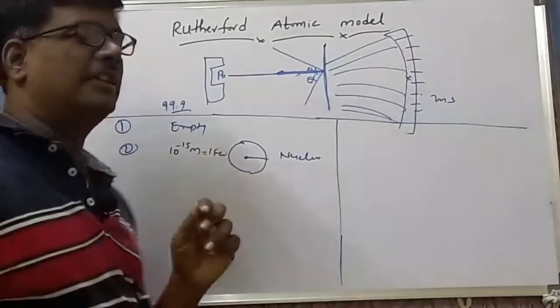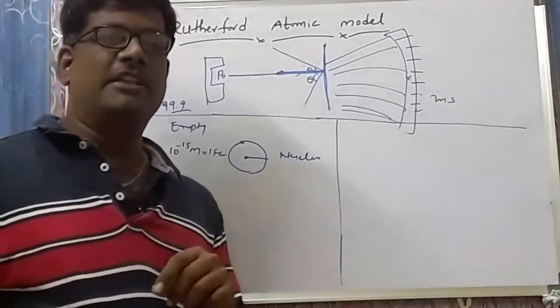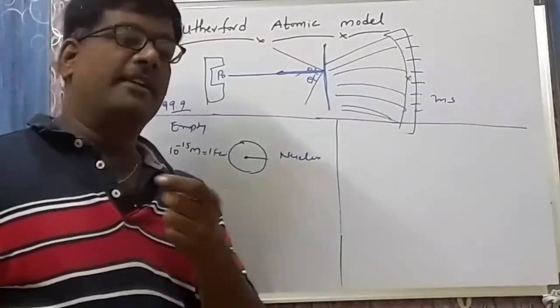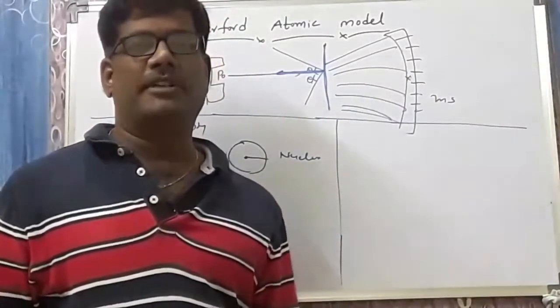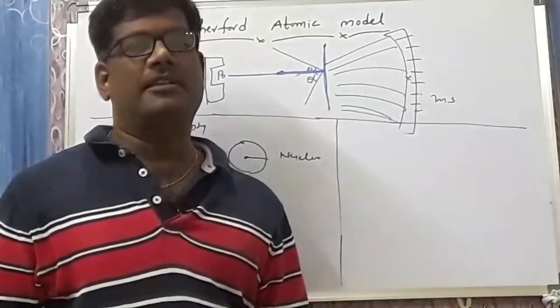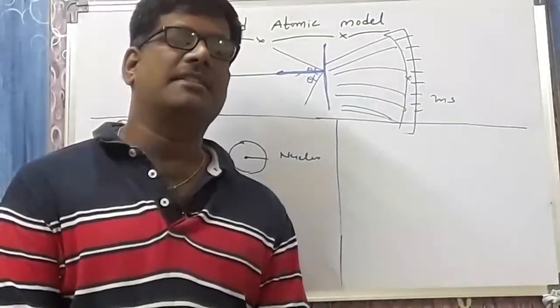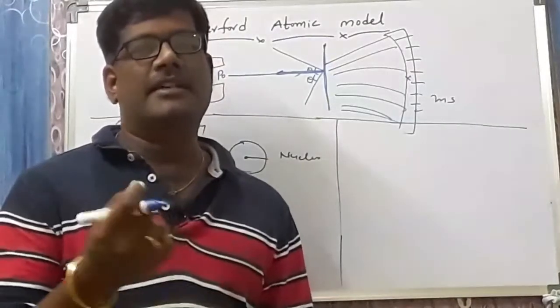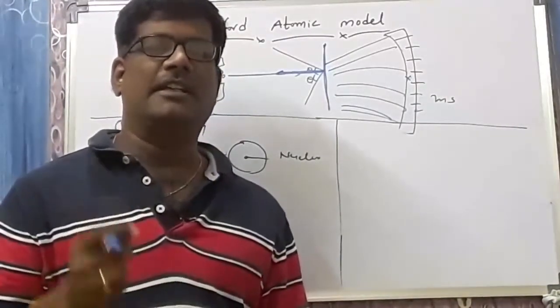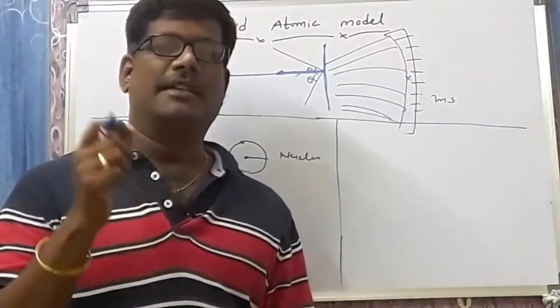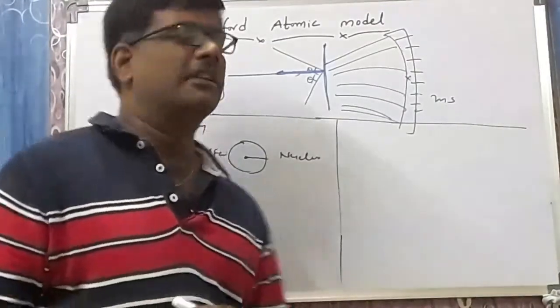1 Fermi is equal to 10 to the power of minus 15 meters. It is the radius of the nucleus. That's why the Rutherford model has given two important features. One, he discovered the nucleus, and not only that, he calculated the radius of the nucleus. Second, the positive charge is located exactly at the center of the atom, which is called the nucleus.